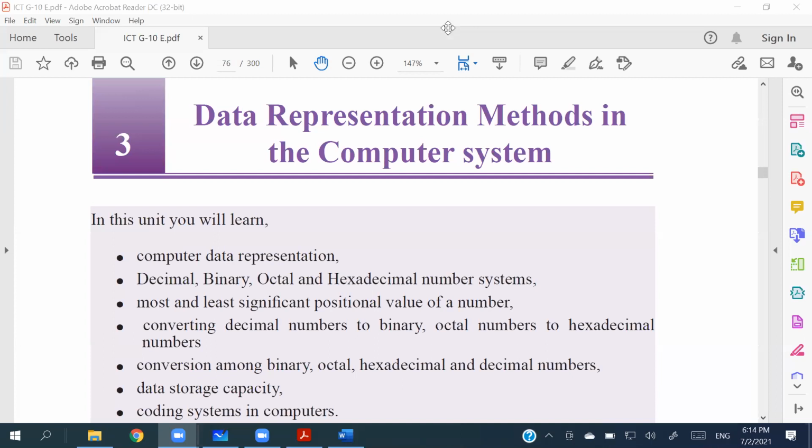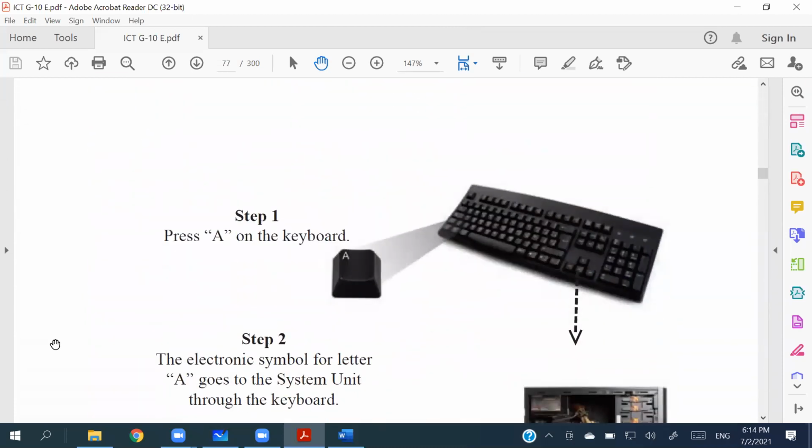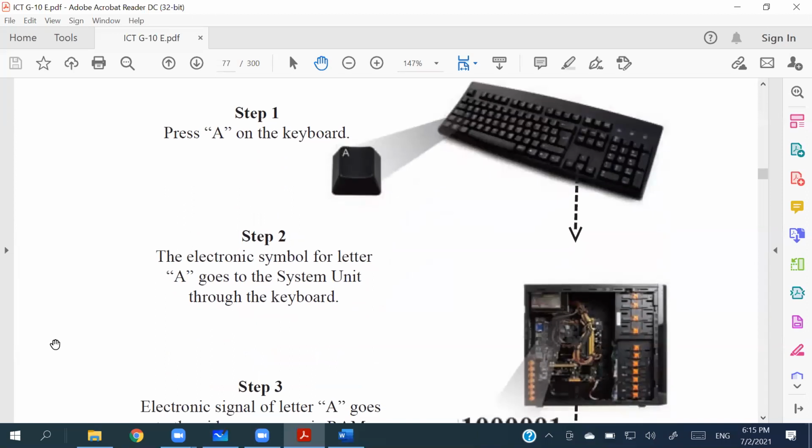But what happens when we input data into the computer? How does the computer understand this, right? There's a nice example in your book explaining what happens when you press the key A on your keyboard. Once you press A on the keyboard, the circuit underneath that button is sending that signal to the central processing unit, or the system unit. Sending to the system unit means it is sent to the central processing unit, because it is the one processing the particular input, right?